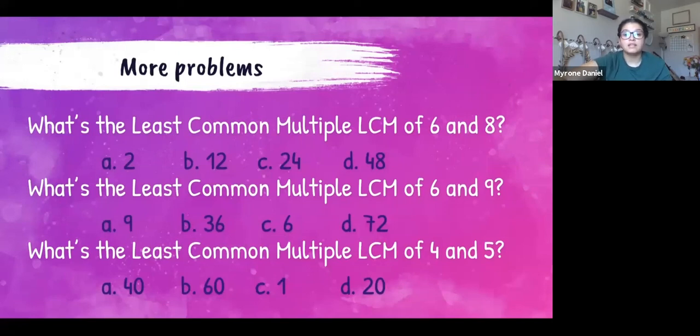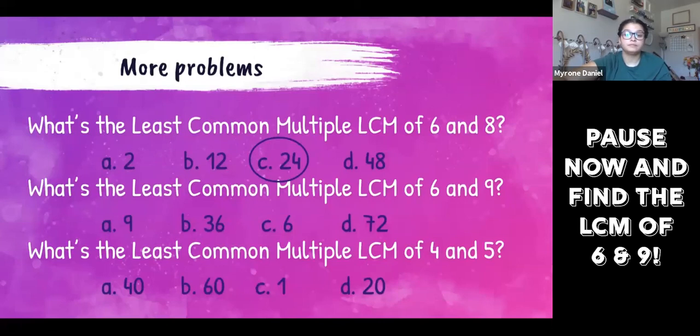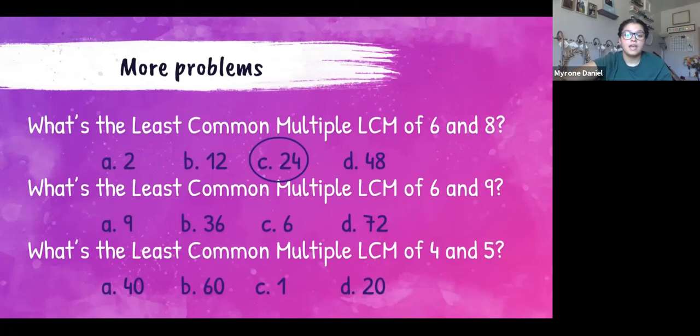Okay, so what is the least common multiple between 6 and 8? If you answered C, 24, you are correct. Okay, our next question is, what is the least common multiple of 6 and 9? A 9, B 36, C 6, or D 72? Pause the video to work this problem out. Okay, if you answered B, 36, you are correct.